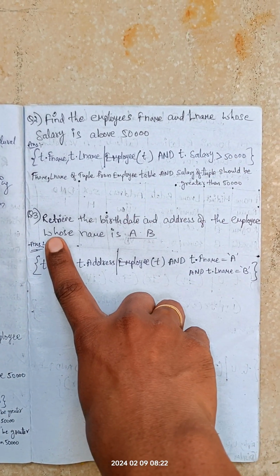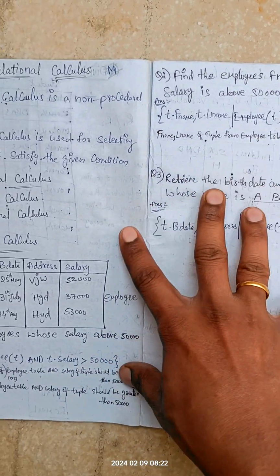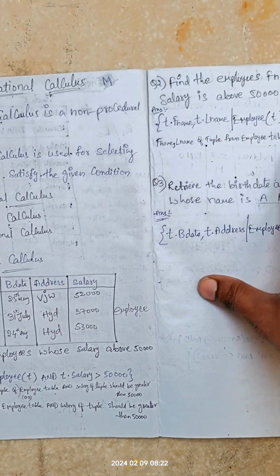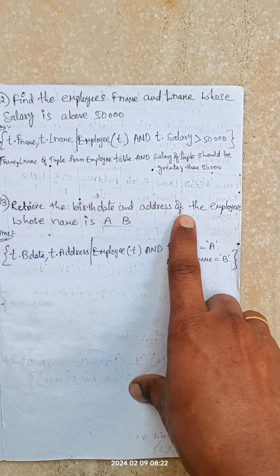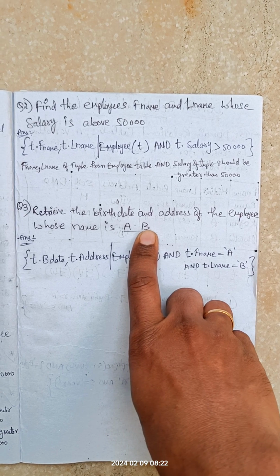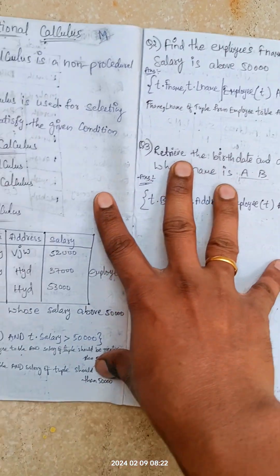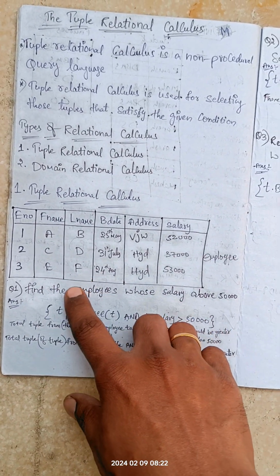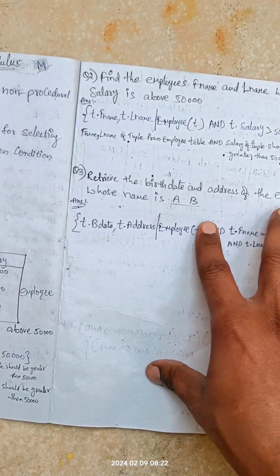Now this query, you will get these two as an output. Okay. Now coming here, the third question: retrieve the birth date and address of the employee whose name is AB. So we want the birth date and address of the employee. We don't want the complete employee details. Find the employees whose salary is above 50,000 means we have to find complete employee details. But here they said birth date and address.